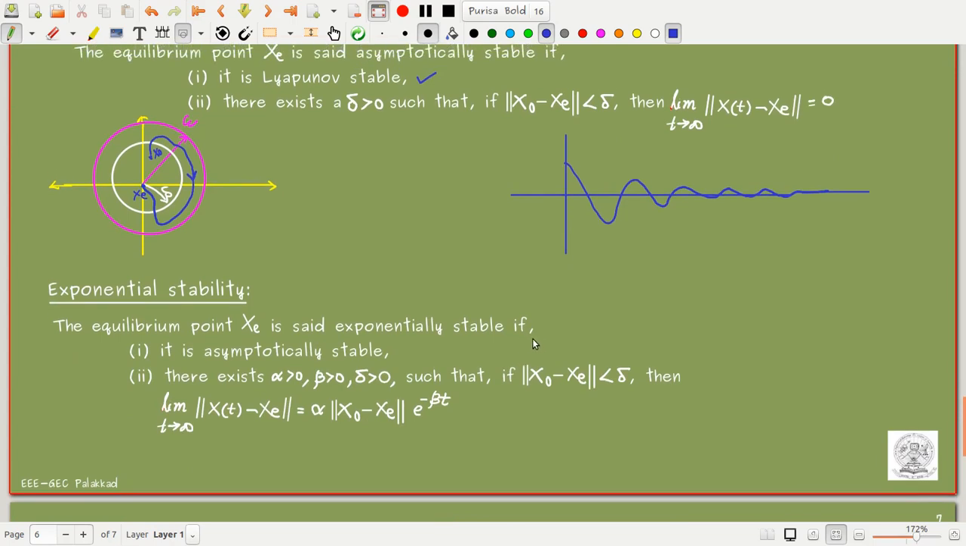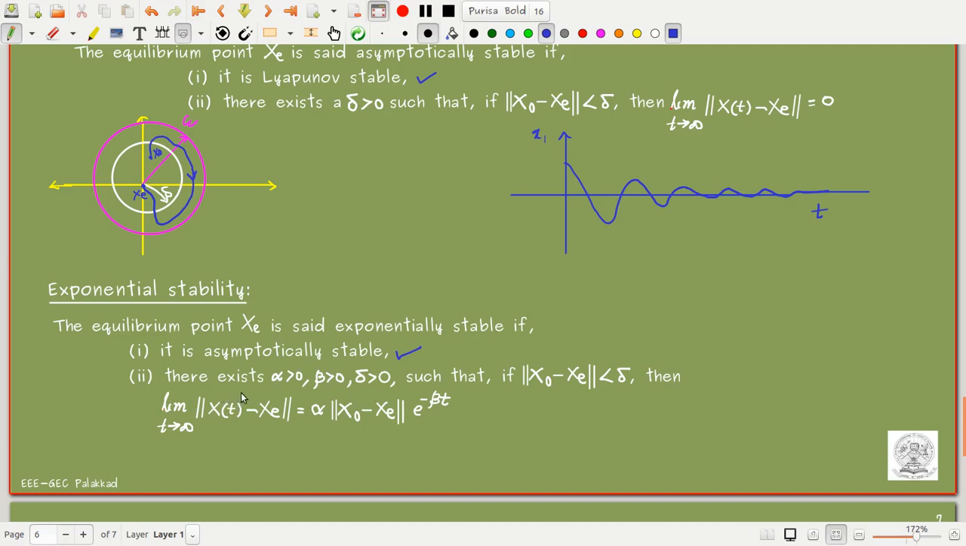Exponential stability means the system should be asymptotically stable. So this condition should be true. That means all the initial conditions, wherever I start within the epsilon ball, delta ball, I should reach the equilibrium point. This is t and this is some x1. I should be able to reach the equilibrium point xc. That should be true, that is, the system should be asymptotically stable. Now, what is the next condition?